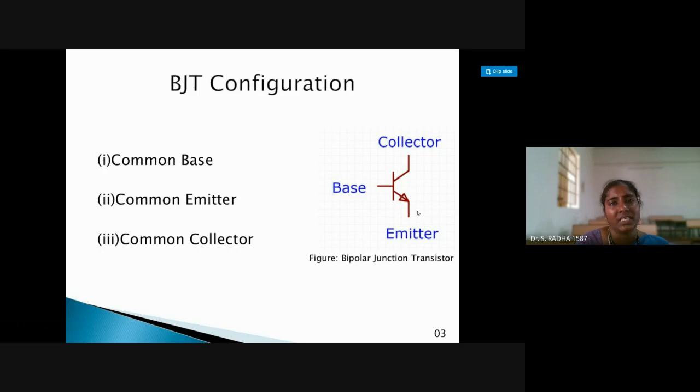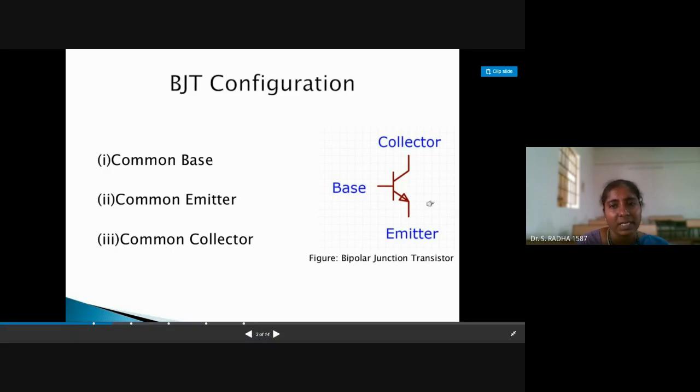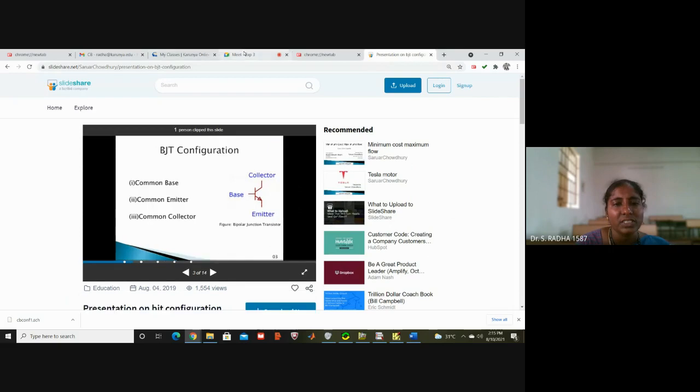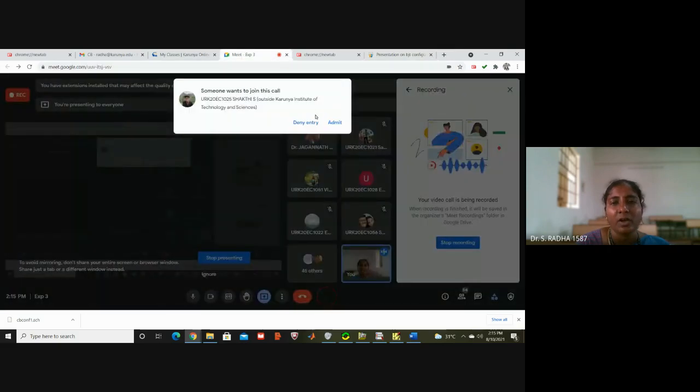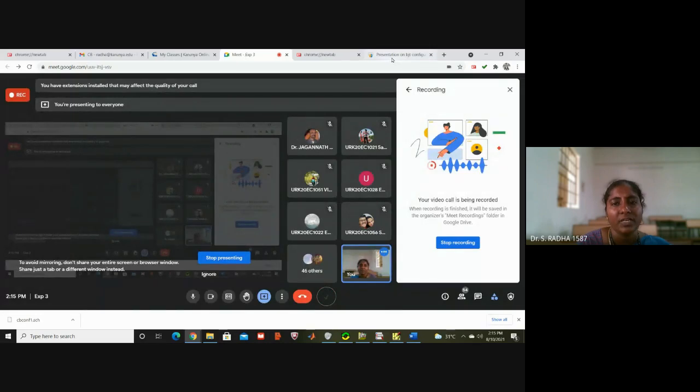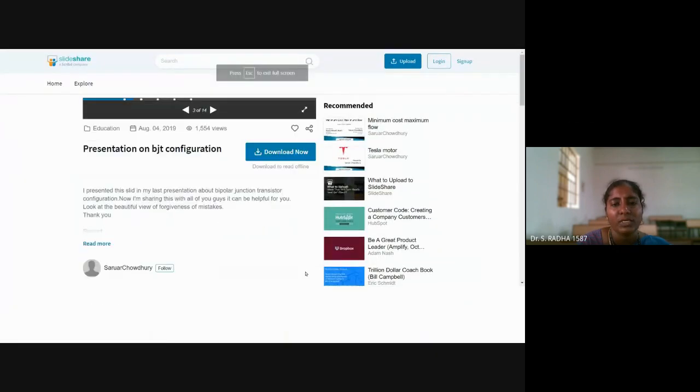The magnitude is the same, 1.6 into 10 power minus 19. That is the charge of the electron or hole, in coulombs. But if you see the mobility, electrons will move fast. Mobility of electron is higher than mobility of hole. So preferably we will be using NPN transistor compared to PNP transistor. These are the 3 configurations I was telling you: common base, common emitter, and common collector configuration. Now we will move on to the next slide.